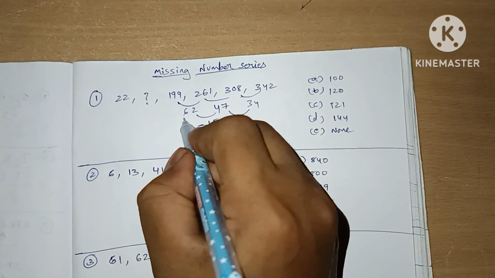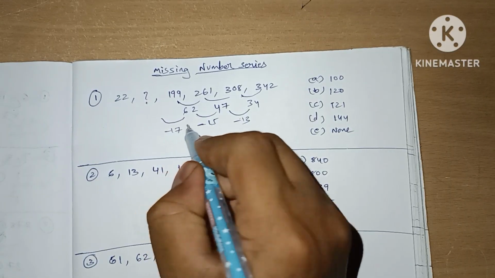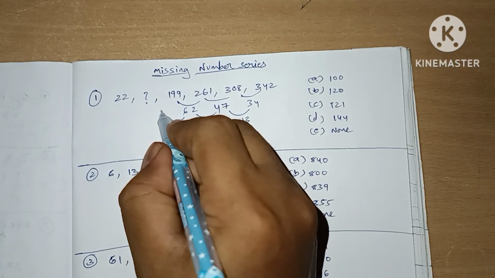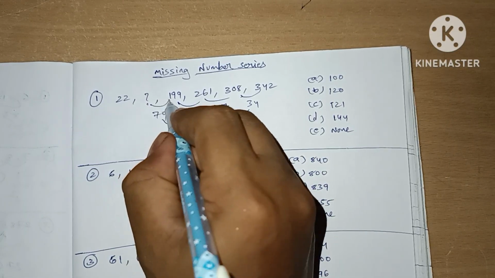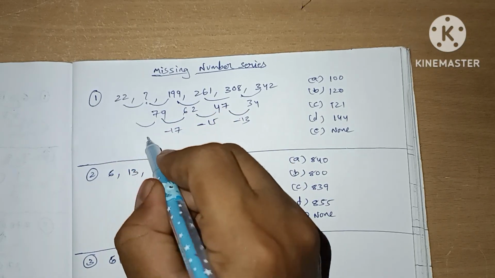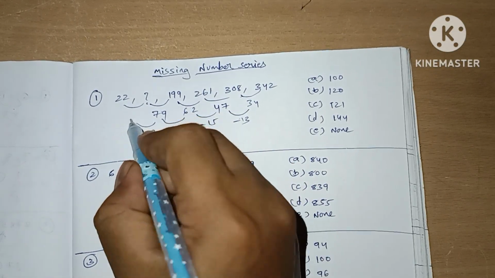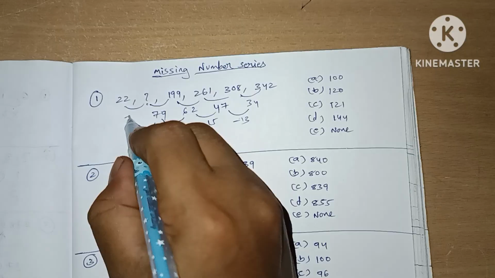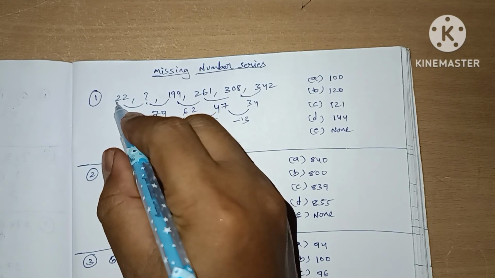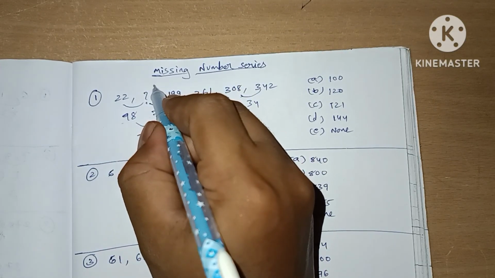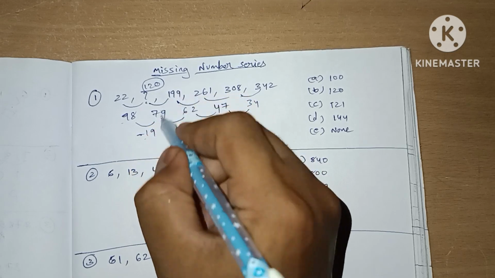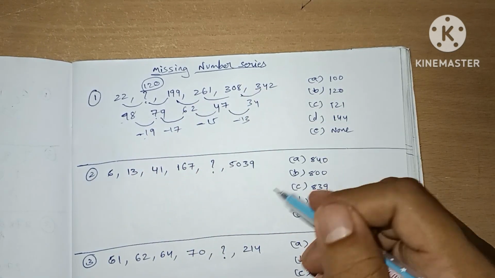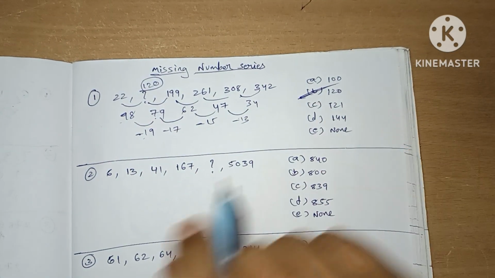Odd numbers. Let's take the difference between these two, it is 17. So 62 plus 17 will be 79. Let's take another difference of 19 here. 79 and 19 will be 98. So 22 plus 98 will be 120. 120 plus 79 will be 199. So our answer will be option B, 120.